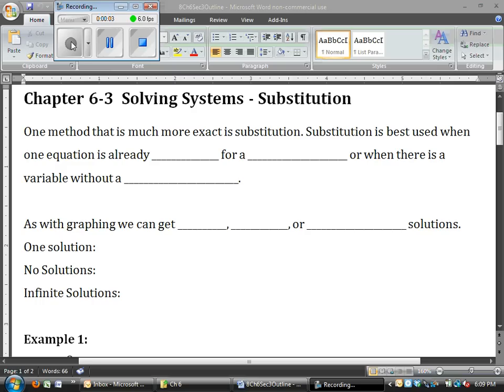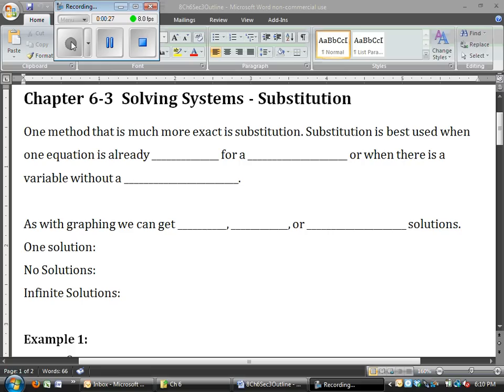Hey, we're back again, starting section 3 now, solving systems using substitution. This method is much more exact than graphing. Graphing is so inexact that I'm not even making you find the answer. I'm just making you circle where they intersect. But when we do substitution, and the next one is elimination, we will be finding the exact solution.